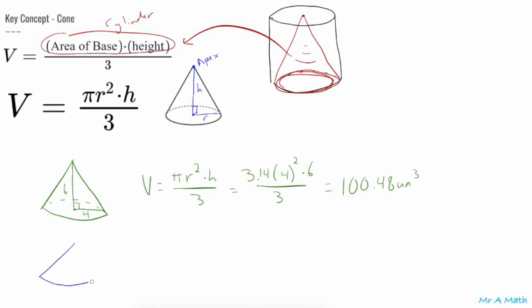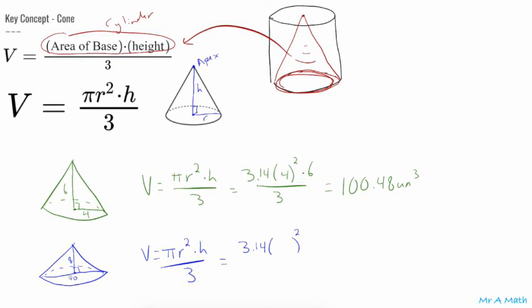So let's say I have a really wide cone. And this cone has a diameter of 10, and it has a height of 8. So my volume again is pi r squared times the height divided by 3. And that's equal to 3.14 times my radius squared, which, what is my radius?